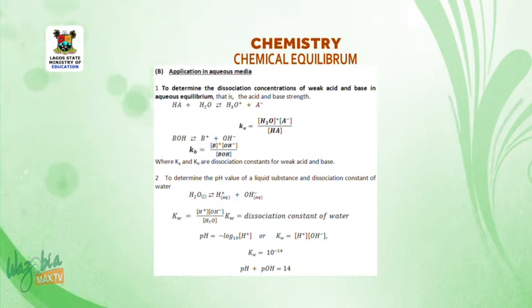Number 2, to determine the pH value of a liquid substance and the dissociation constant of water, where we see that water ionizes into hydrogen ion and hydroxide ion. Therefore, the Kw can be given as the hydrogen ion concentration multiplied by the concentration of OH minus. Therefore, pH plus pOH is equal to 14.